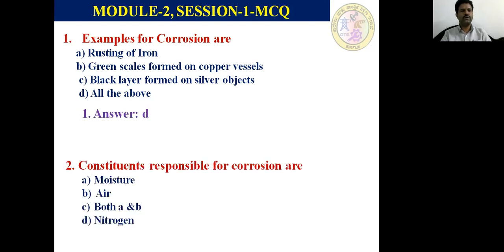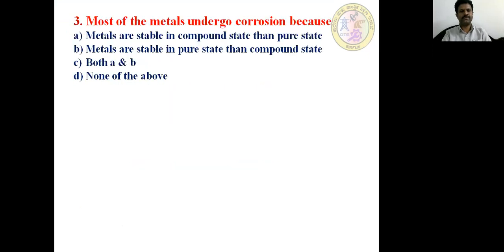Question number 2. Constituents which are responsible for corrosion are option A, moisture, option B, air, option C, both A and B, option D, nitrogen. So as we know, both air and moisture, or oxygen and moisture, are important constituents responsible for corrosion. Hence the right answer is option C.